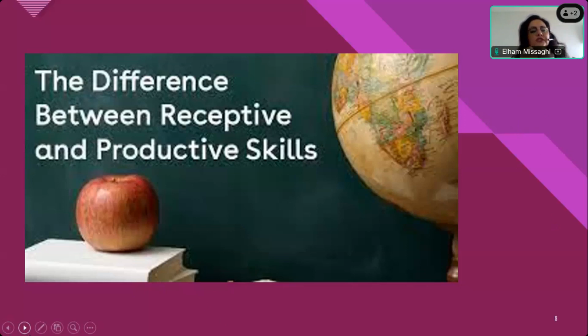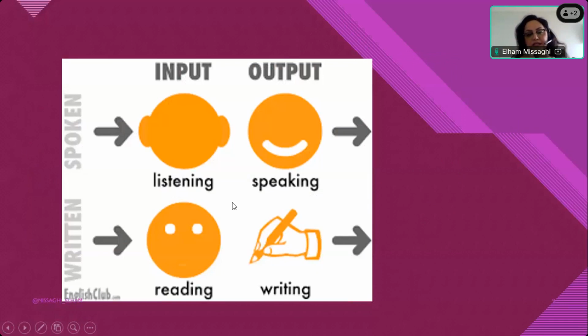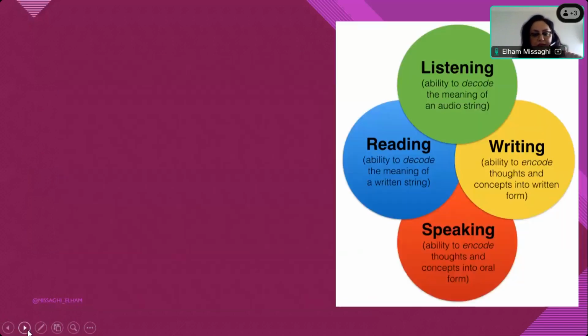So through which skills do we receive it? As you said, listening and reading. And outputs through speaking and writing. So that's why they put it in two categories, receptive skills and productive skills. For each productive skill, definitely we need receptive skills. We need to study, we need to listen, then we can produce what we learn.